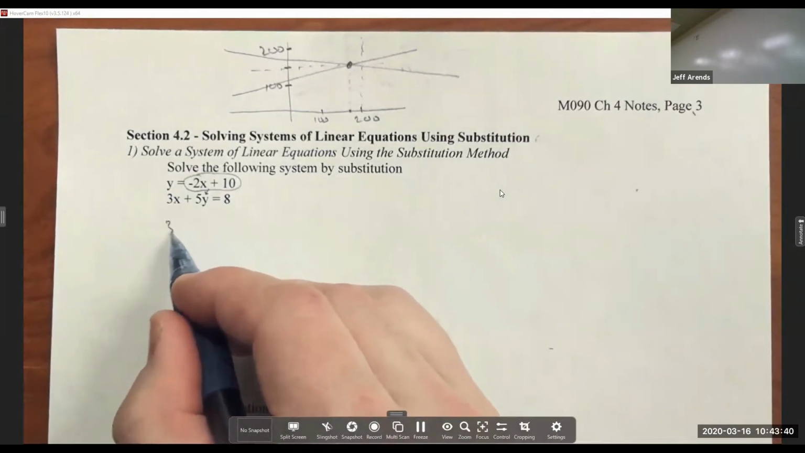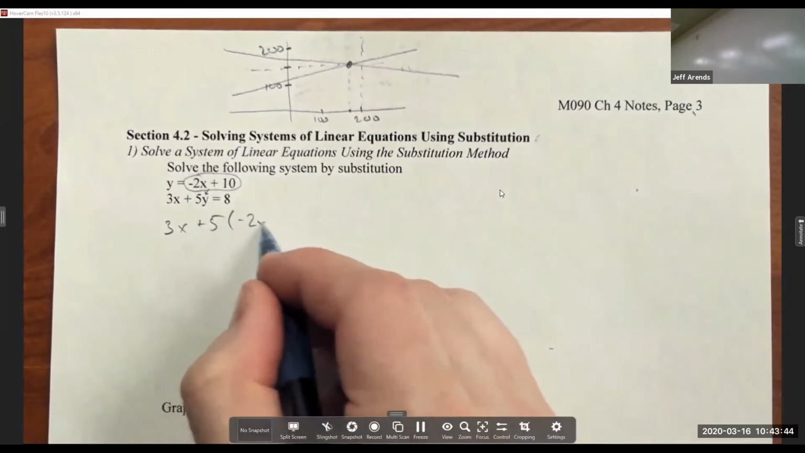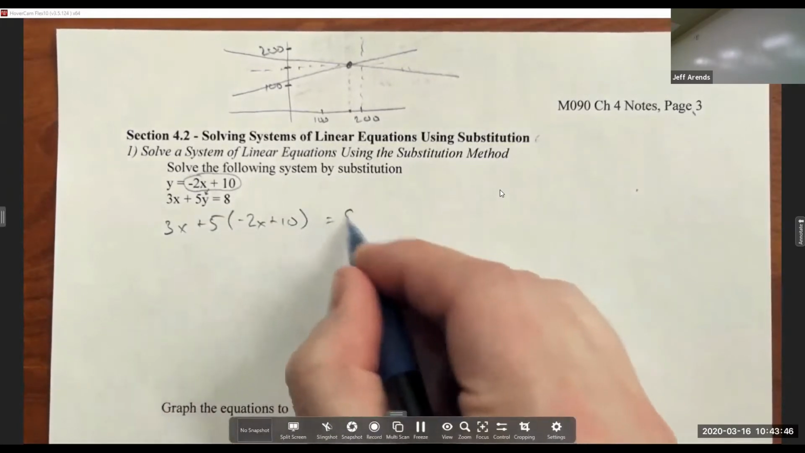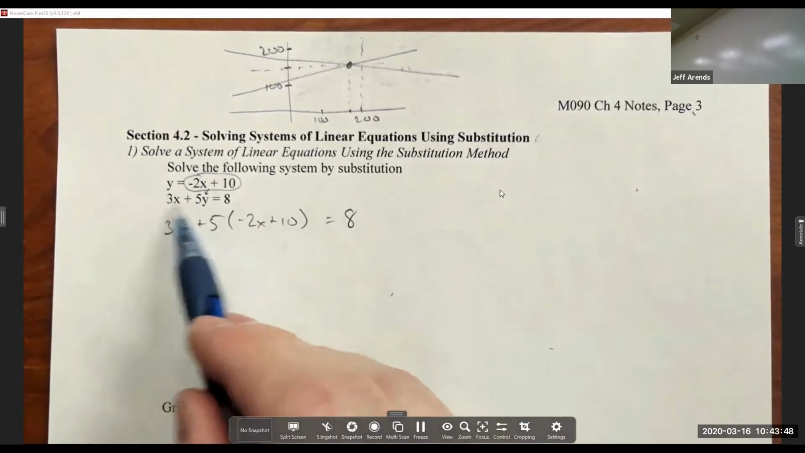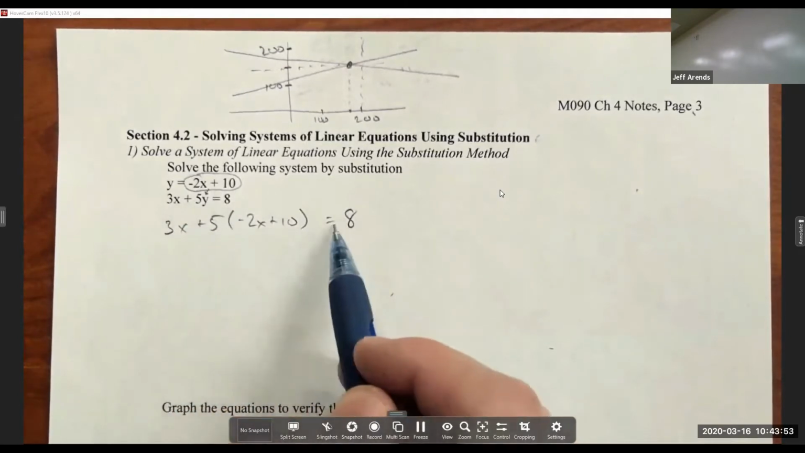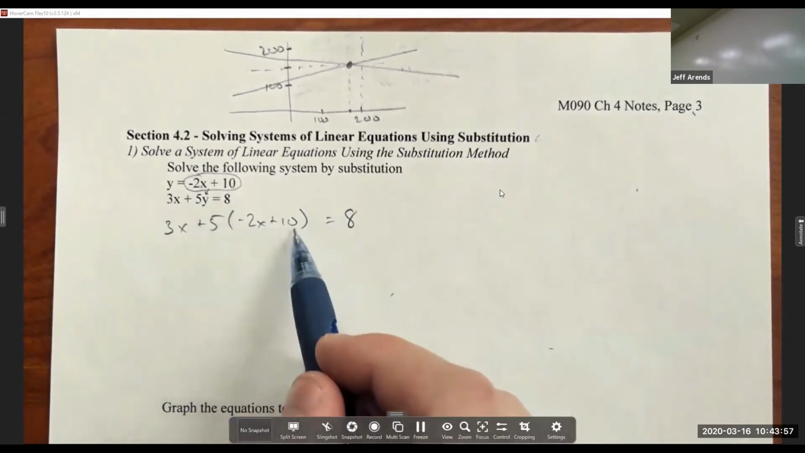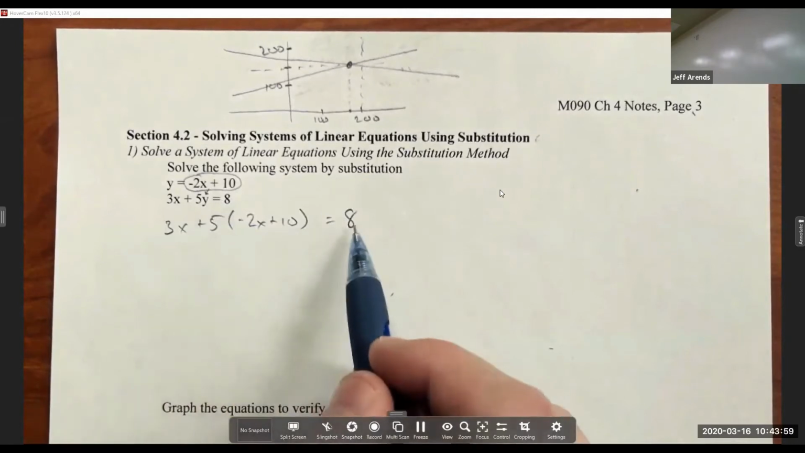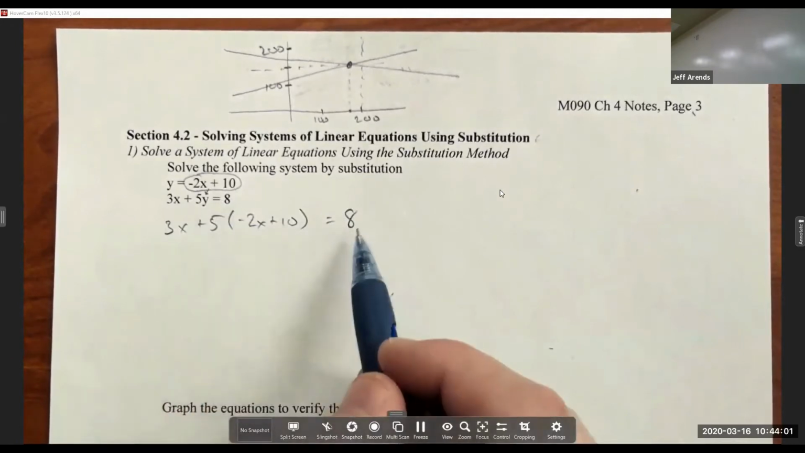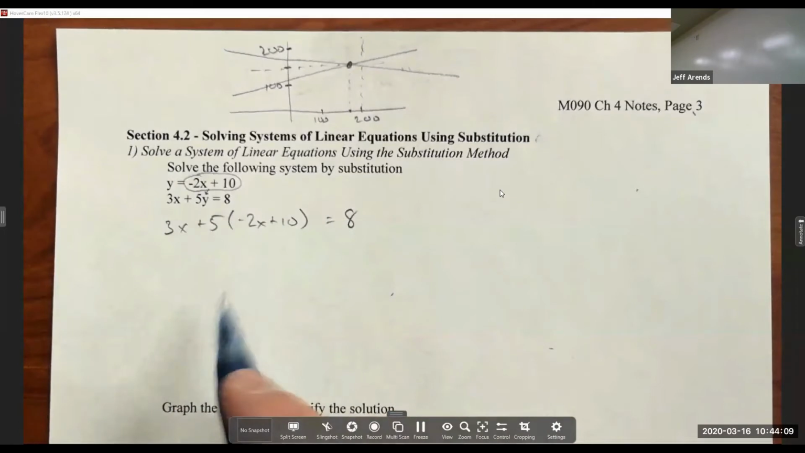So when I do this, I get 3x plus 5 times y, except y is now negative 2x plus 10, equals 8. You can see I still have this second equation here. This is still 3x plus 5y equals 8. But instead of writing y, I'm now writing negative 2x plus 10. Overall in this equation, you'll notice that there's only one variable now. And we know how to solve equations that have only one variable. We just simplify and move everything over to the other side.